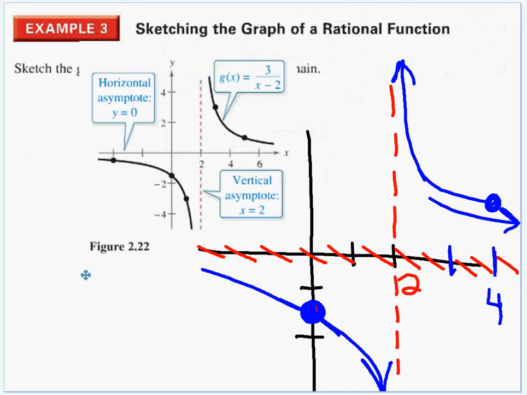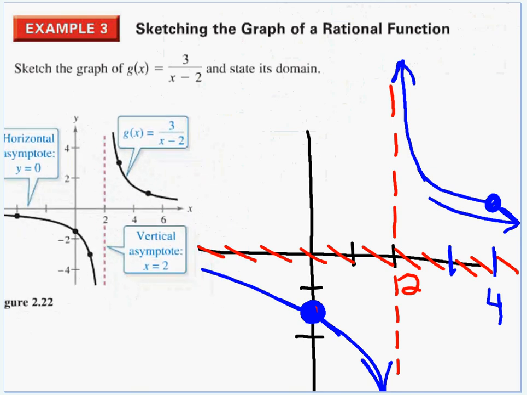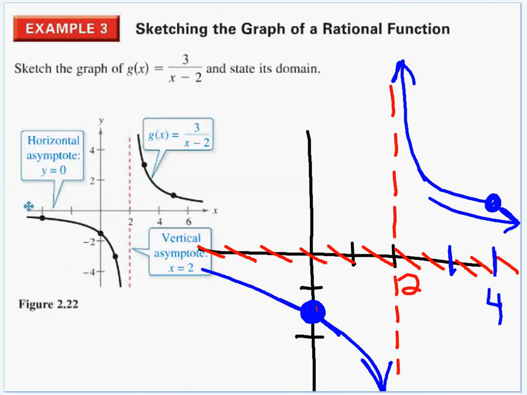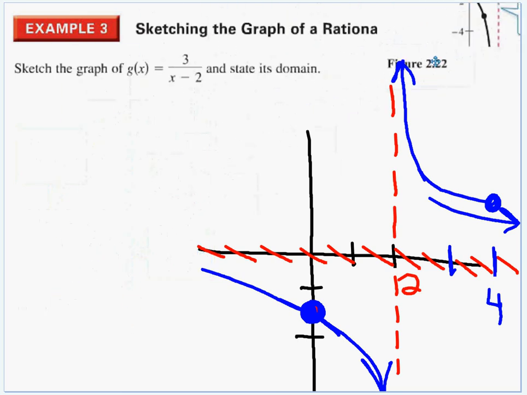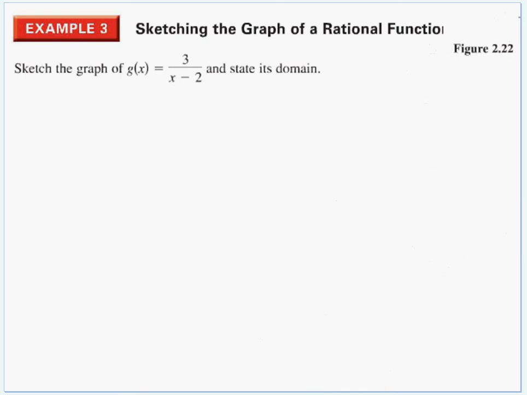Here's what it would really look like. Close enough. Now see here, they did plot another point. They found this one, and they found this one down here. But again, because we're going through the y-intercept, we're sort of corralled by those asymptotes. A couple more points isn't going to hurt anything, but sometimes it's not totally necessary.